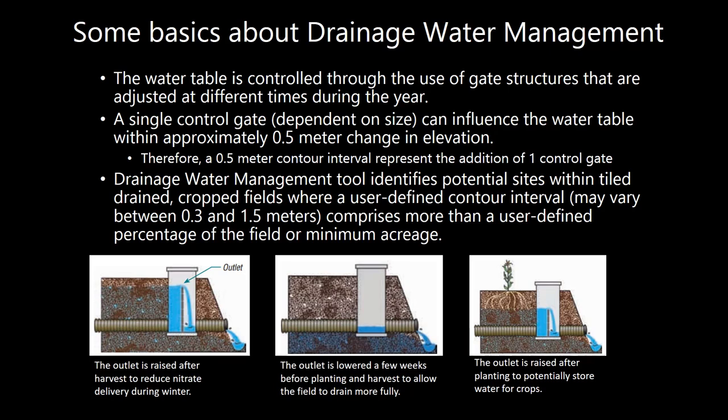The user can define the contour interval that is used. So one gate is suggested for a ½ meter elevation change. If you were using a 1 meter contour interval, that means 2 gates would be suggested for that interval. And then the user can also specify either the percent of field that the interval must make up or an acreage of field.